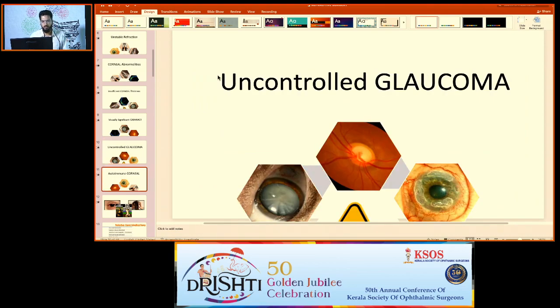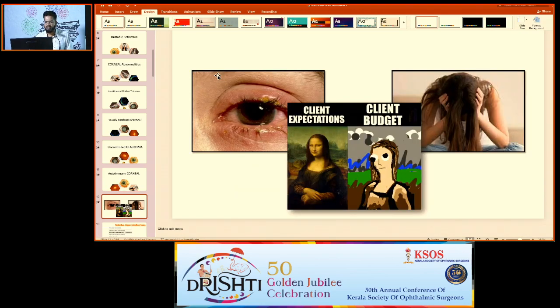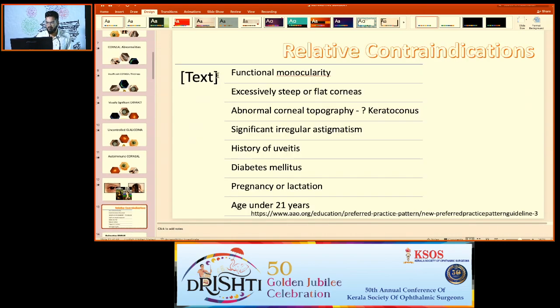So uncontrolled glaucomas, uncontrolled autoimmune diseases, and when patients have lid margin diseases, or patients who have uncontrolled depression and high patient expectations.